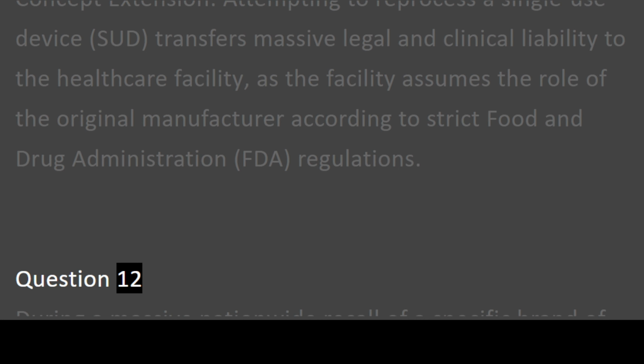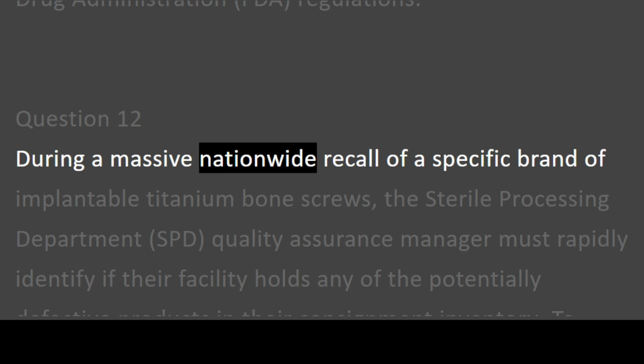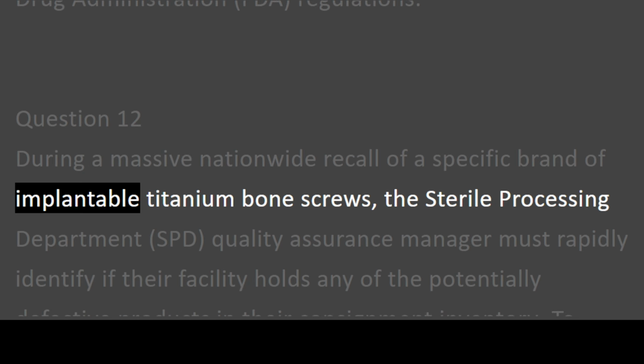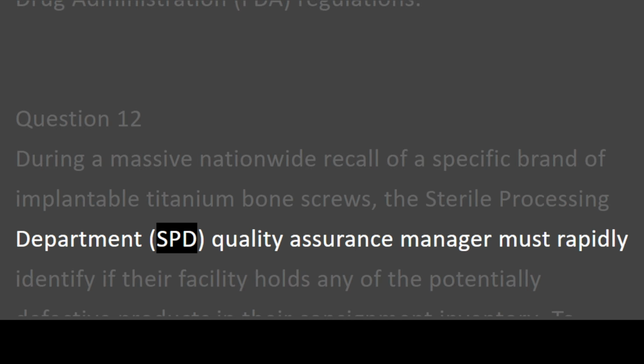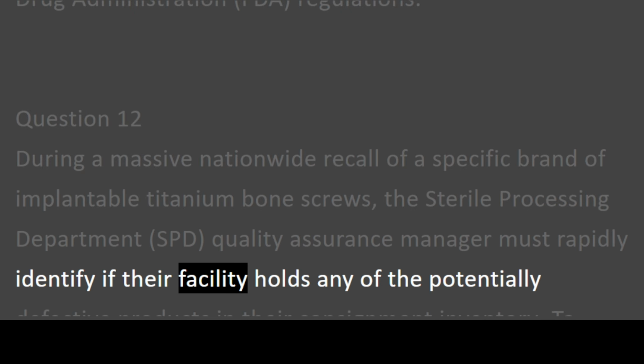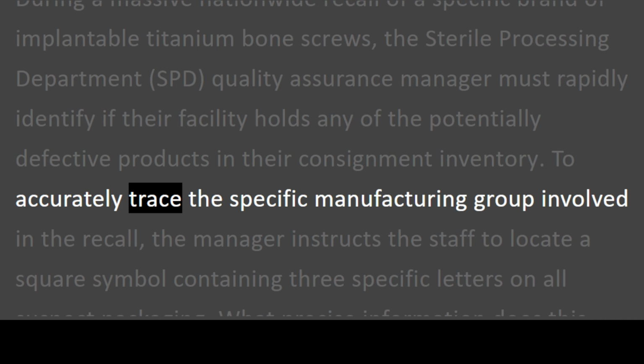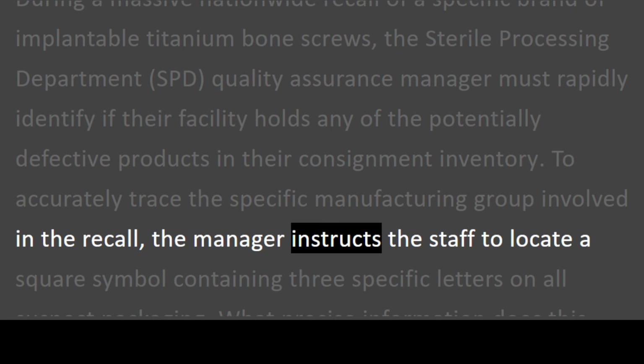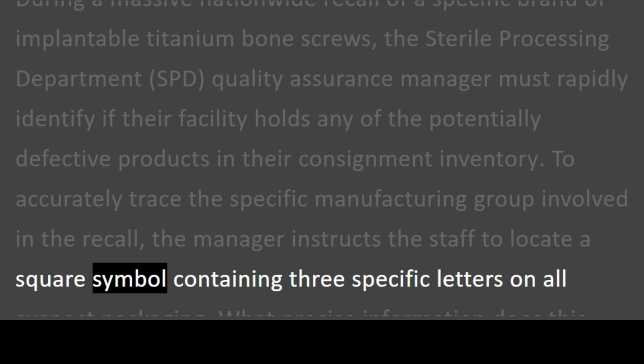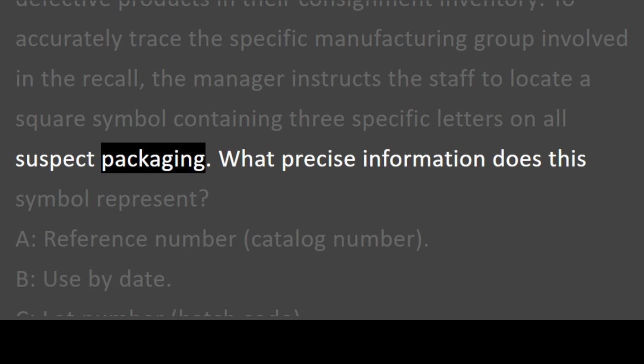Question 12. During a massive nationwide recall of a specific brand of implantable titanium bone screws, the Sterile Processing Department, SPD, Quality Assurance Manager must rapidly identify if their facility holds any of the potentially defective products in their consignment inventory. To accurately trace the specific manufacturing group involved in the recall, the manager instructs the staff to locate a square symbol containing 3 specific letters on all suspect packaging.